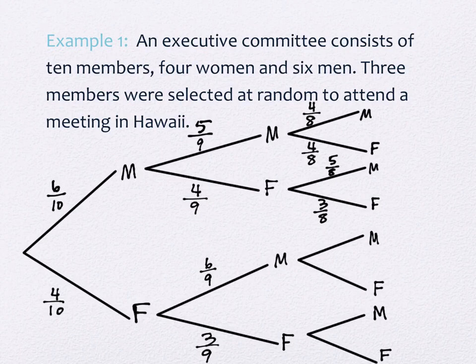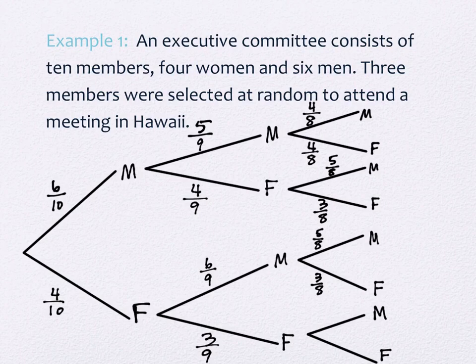Okay, bottom set of branches. Now on this one, I drew a woman's name first and a man's name second. Okay, how many men's names are left? 5 out of 8. And women's names? 3 out of 8. And you might be saying, well, didn't we just do that?